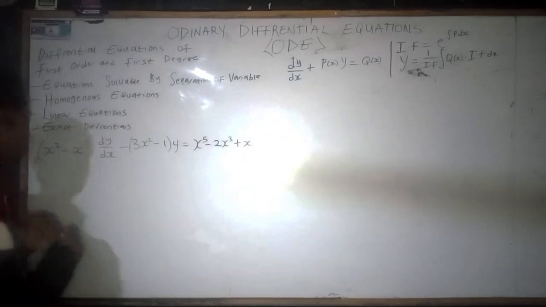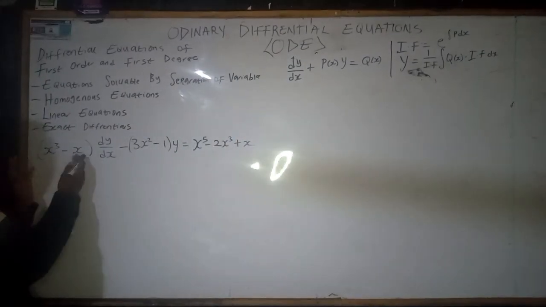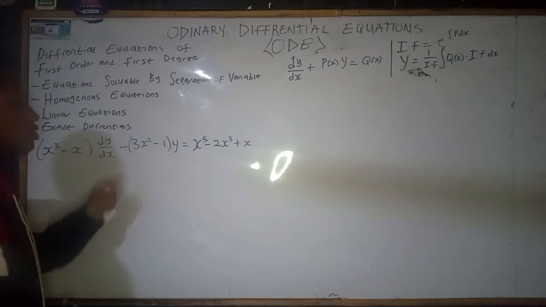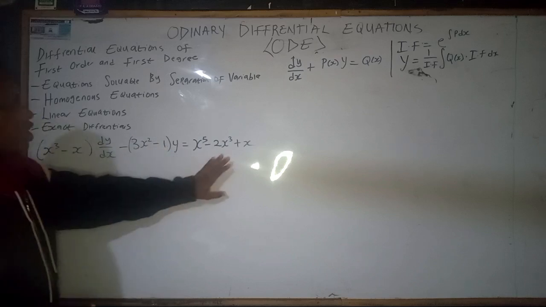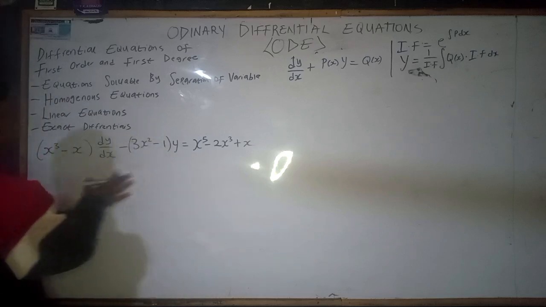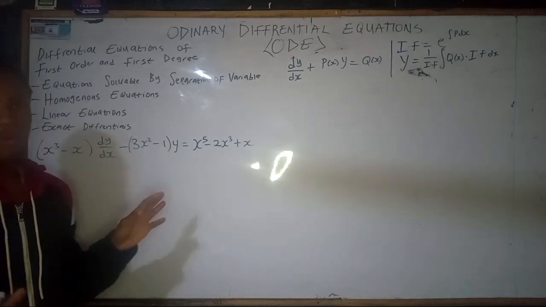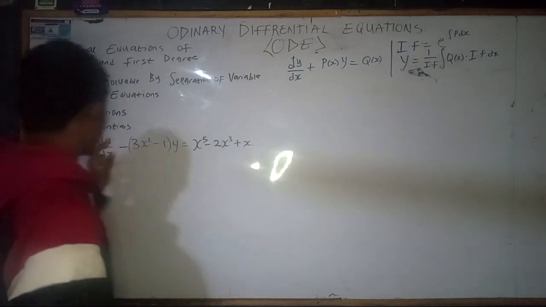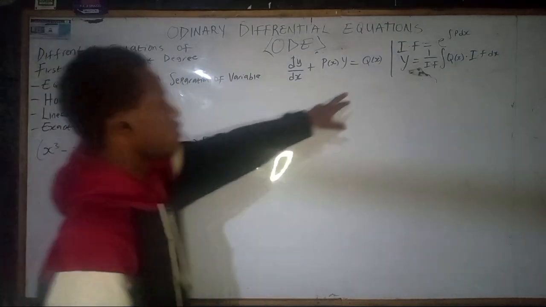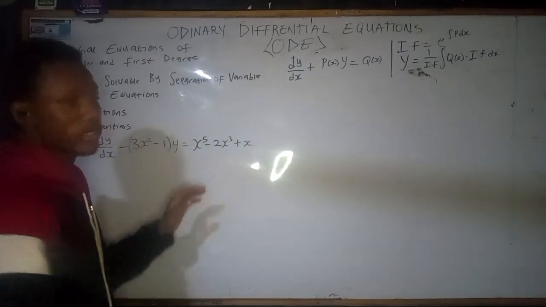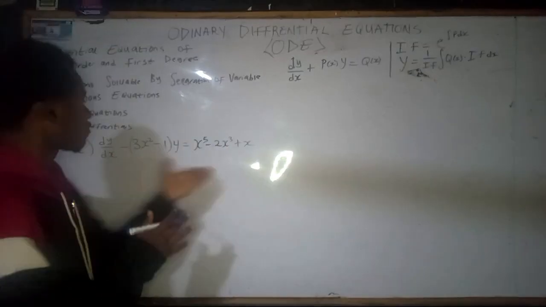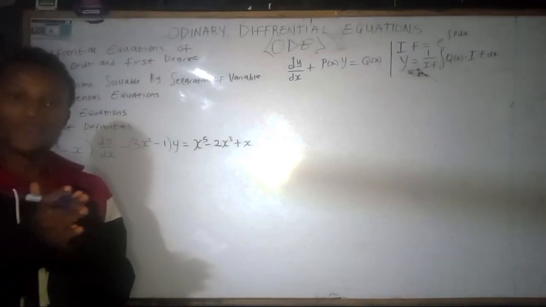So now we have (x cubed minus x) in brackets multiplied by dy/dx, minus this here multiplied by y, and then we have this here. So now you can see that this question is in the form of dy/dx plus P of x times y equals Q of x. You can see that it is totally arranged in this form of linear equation. What is left is for us to solve it.